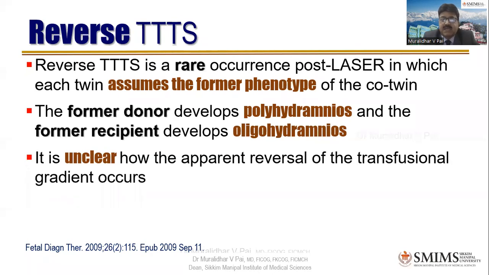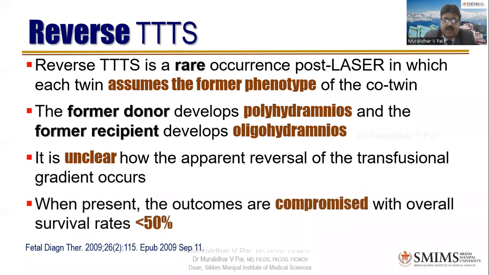It is unclear how the apparent reversal of the transfusional gradient occurs. So there was a one-way gradient and it suddenly reverses, maybe because when you ablate a few vessels, there could be reversal of the gradient, or it can occur spontaneously as well. When present, the outcomes are compromised with overall survival rates less than 50% because initially one fetus was compromised, the other fetus was doing okay. Now, when the roles reverse, the other fetus also gets compromised. So both will get compromised. That's why the survival rate is less than 50%.